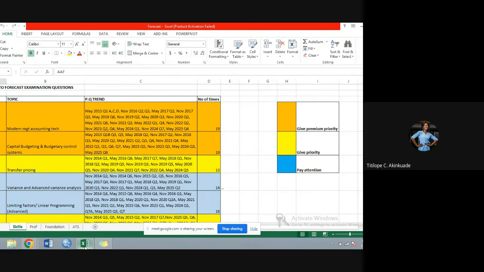First of all, you can see three different colors here: gold, yellow, and blue. The way it's going to work, you first need to pay attention to all the topics in gold. Once you're done with that, you move to the topics in yellow, and once you're done, you move to the topics in blue, in that order. When you're done, if you still have time, then you can consider the topics that are not highlighted at all. The very first topic that you will be examining is modern management accounting technique.